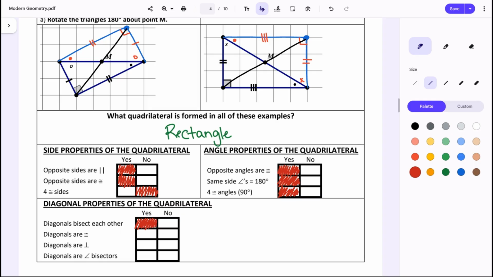Don't be afraid to use your patty paper. Even though we're done with the rotation, you already have that shape traced. You can still use those sides to help you solidify your thinking on some of these questions. Do we think the diagonals are congruent to each other? Yes.